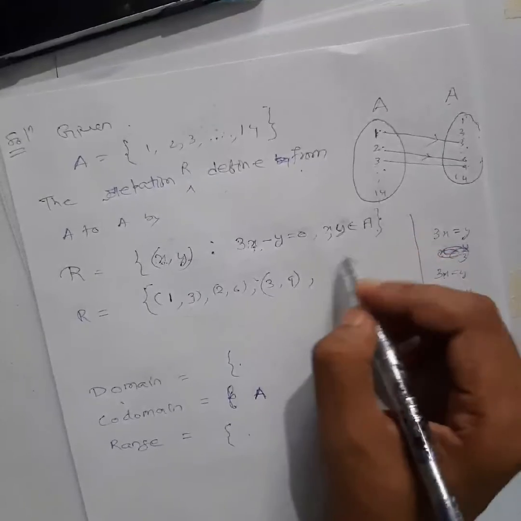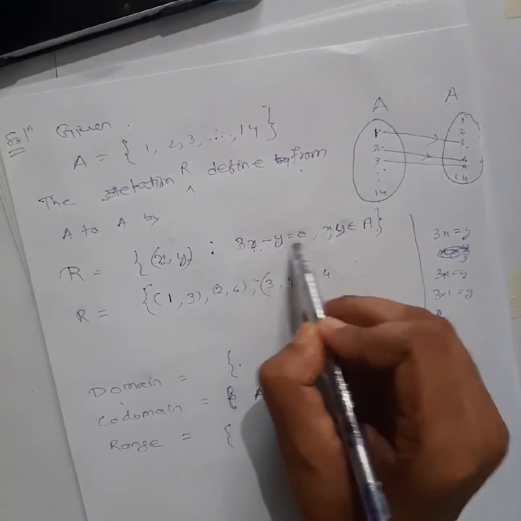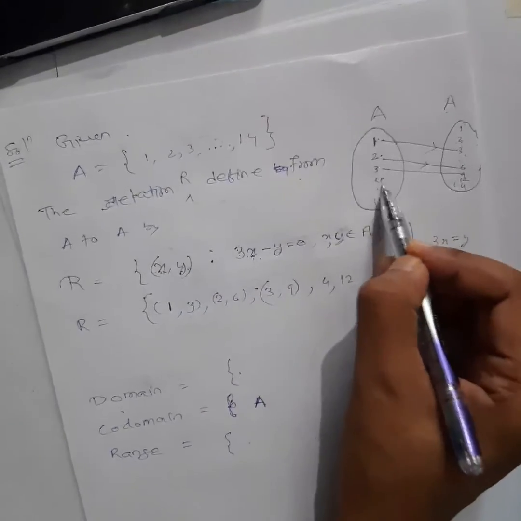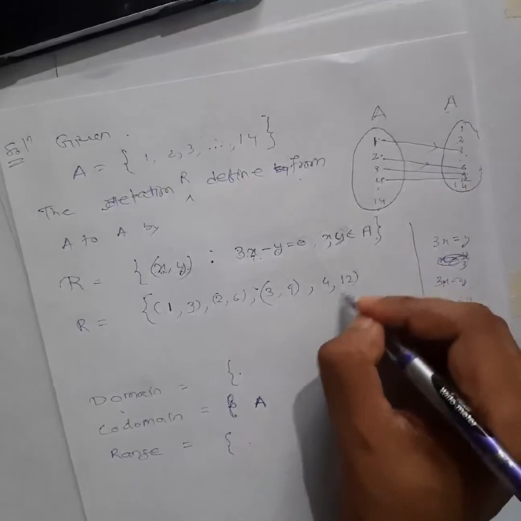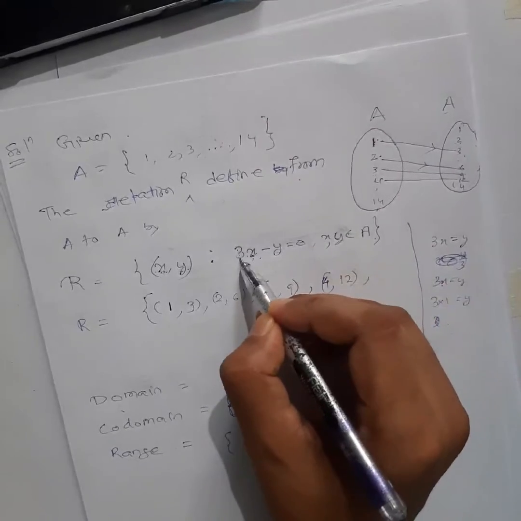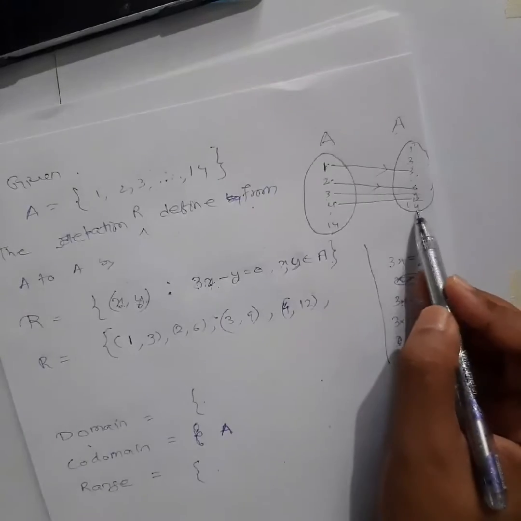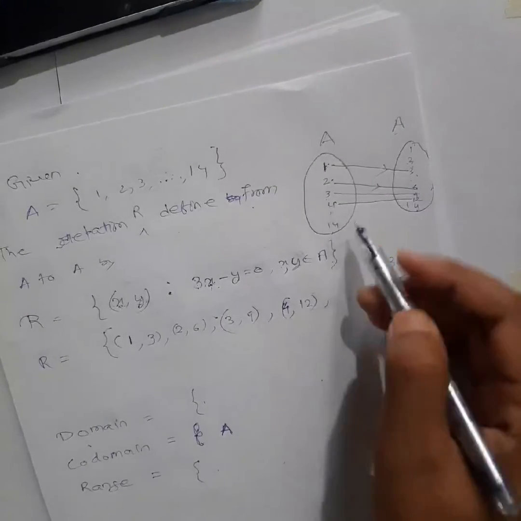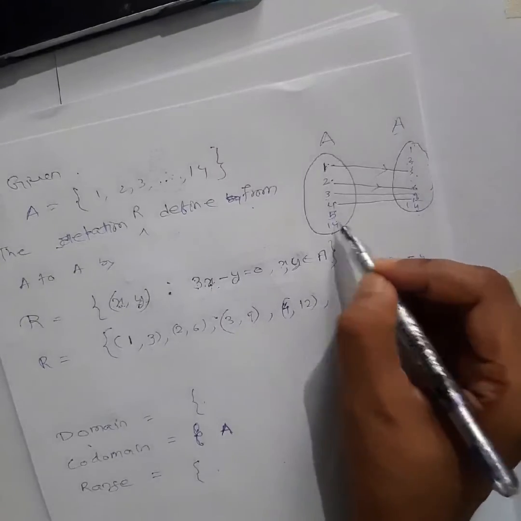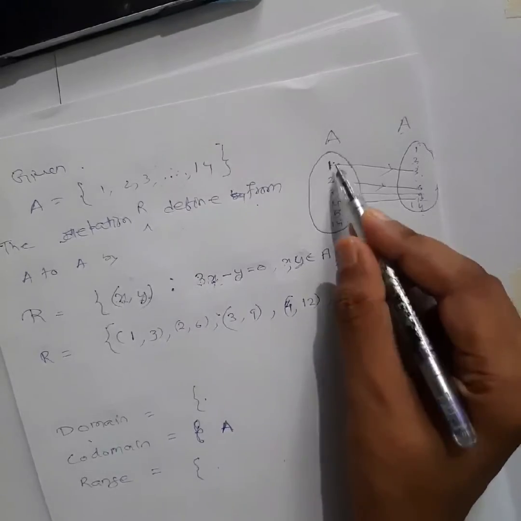Next, if I take 4, what will be your y? This will be 4 into 3, 12. So y will be 12. 12 is also there, right? So 12 will be the image of 4. Next, 5. If I take 5, 5 into 3 is 15. Now the problem is, do you have 15 here? Obviously no. In the second set you don't have 15, meaning 5 does not have any image here. After that, if you take 6, 7, 8, 9, 10, you will not see any image here. So these are the only elements which have images.